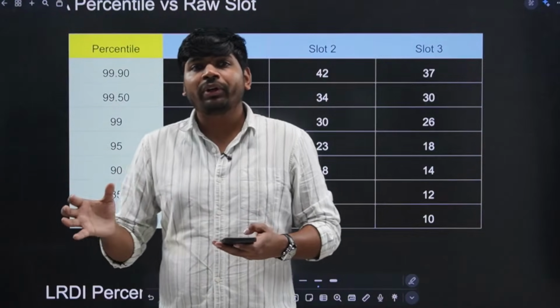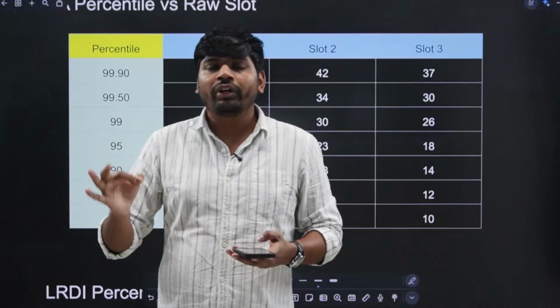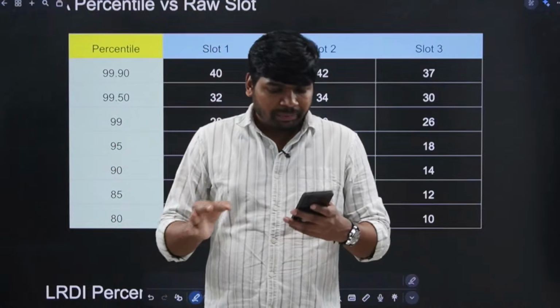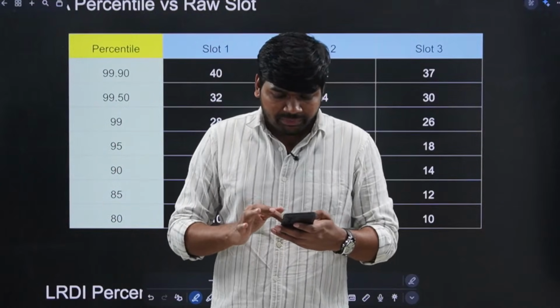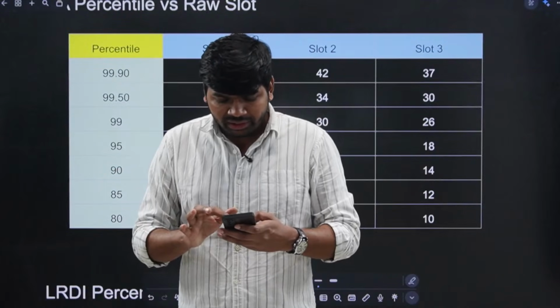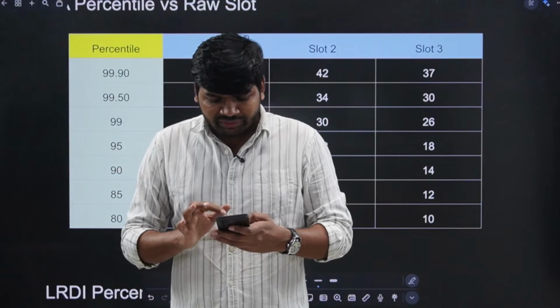Scaling is affected because of the top 0.1 percentile people. If they perform extremely well, then the percentile is getting affected. Okay.